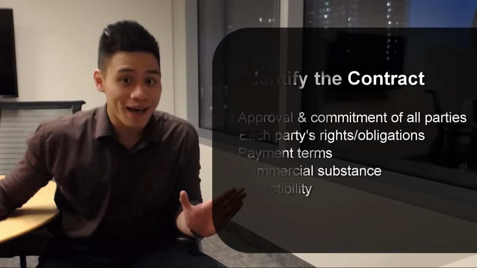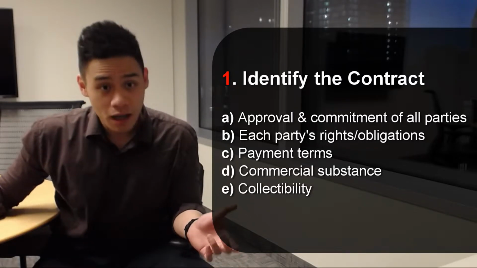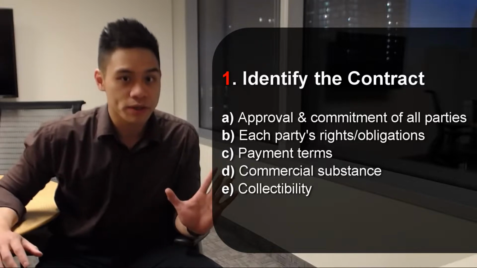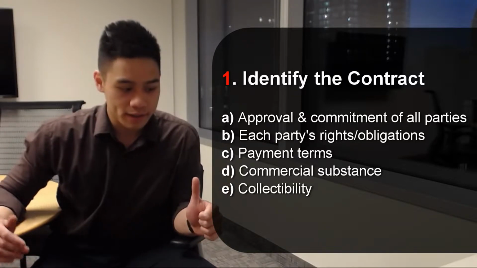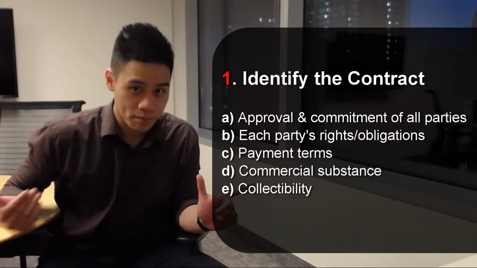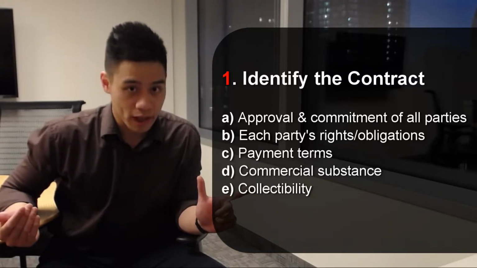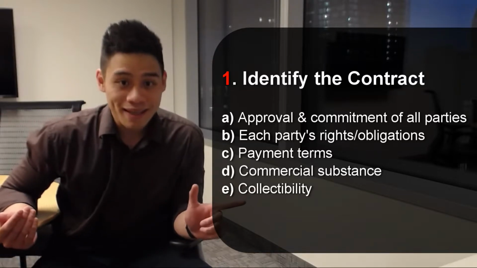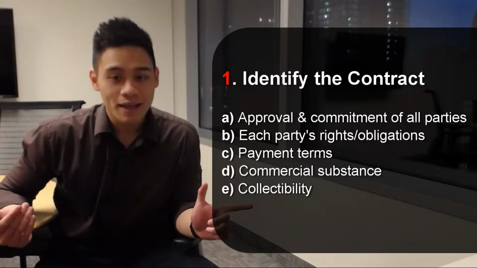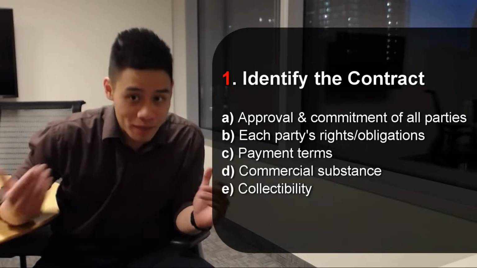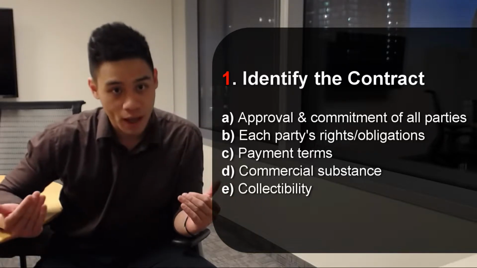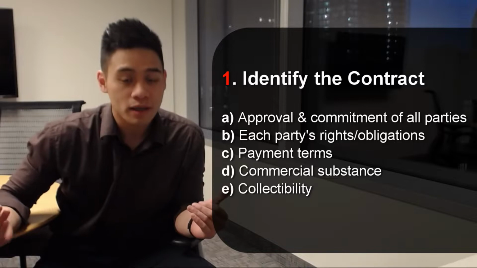So step 1, identifying the contract. A contract exists when these 5 points are met. First, there's approval from all the parties. All parties are committed to performing the obligations. Second is each party's rights and obligations can be identified. If there's a contract, there must be some sort of exchange. Therefore, there must be some sort of right and obligation from each party.